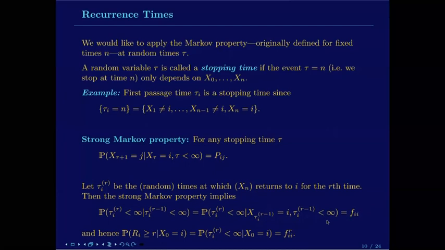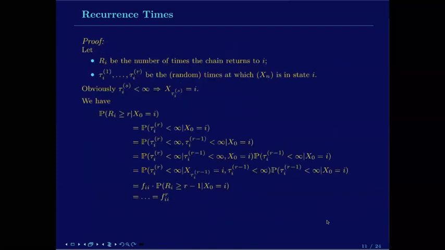Okay, and then of course by iteration we can write the probability that R_i is larger or equal to r, provided we start in I, exactly as f_ii to the r. A more extended proof you can find on that slide. I don't want to go through that here.